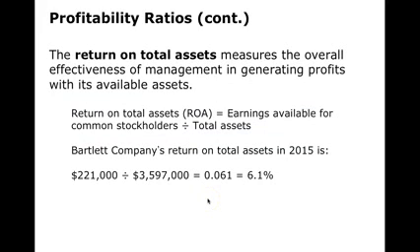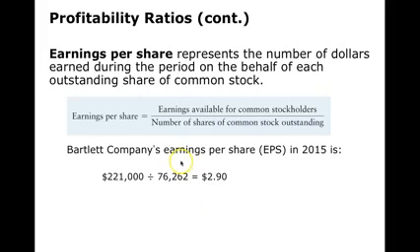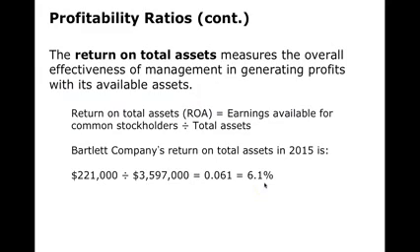Okay. Let's look at return on total assets, ROA. So what we're looking to measure is earnings available to common shareholders divided by total assets. Earnings available to common shareholders is basically your net income. And if we divide that by your assets, you get your return on assets. So you look at your assets as one number. I have $3.6 million in assets that generated $221,000 of profit. That's a 6% return.